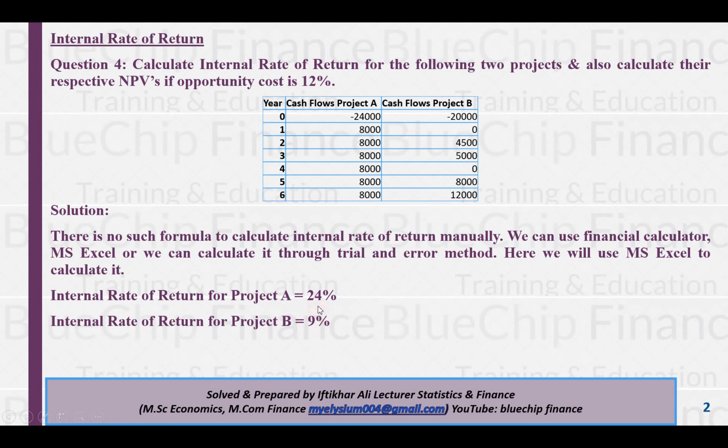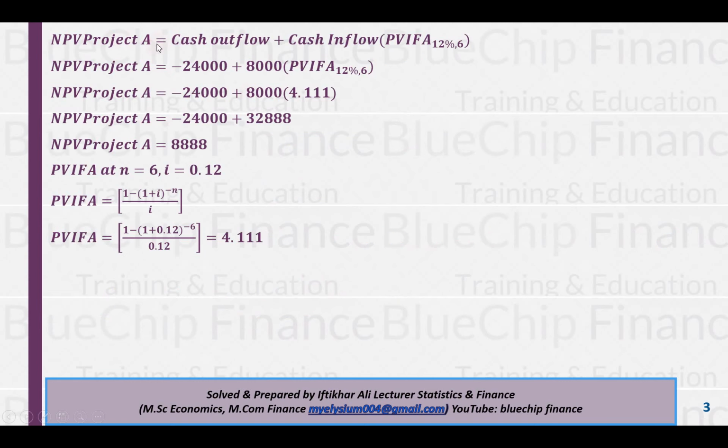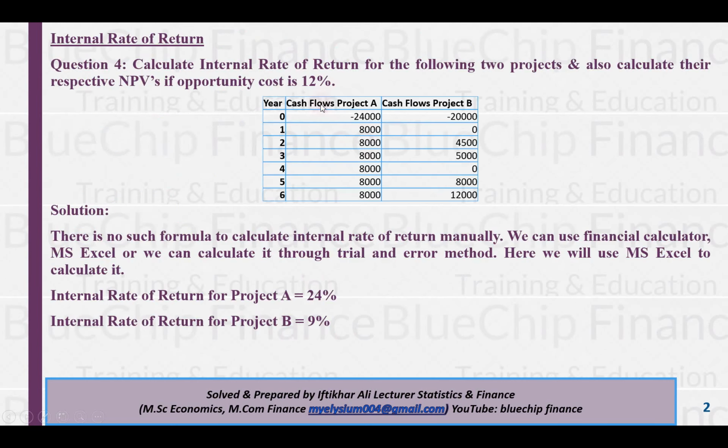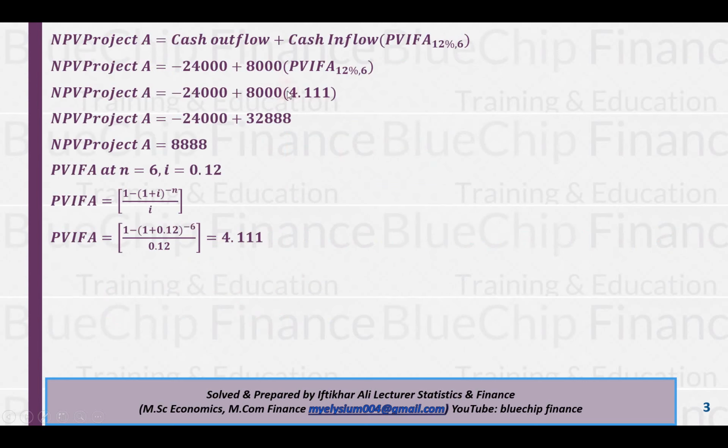So now we are going to calculate NPVs for both cases. Time period is 6 and opportunity cost of capital is 12%. So for project A, cash outflow is minus 24,000. Your cash inflow is 8,000, so put 8,000 here, and the PVIFA factor, which is calculated here, is 4.111 at 12% and n equals 6. And finally your NPV of project A is 8888.